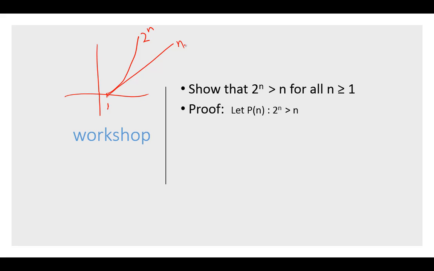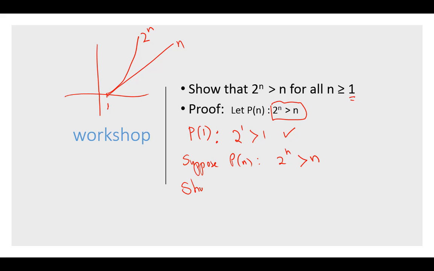Proving by a graph or picture is not enough. So let's assume that our predicate Pn is 2 to the n is greater than n. Now we want to show a few things. First of all, we want to show that P1 is true, because notice that we are starting from 1. P1 says 2 to the 1 is greater than 1, which we know to be true. So then let's suppose Pn is true. This means that we know that 2 to the n is greater than n. Now we want to show Pn plus 1 is true.